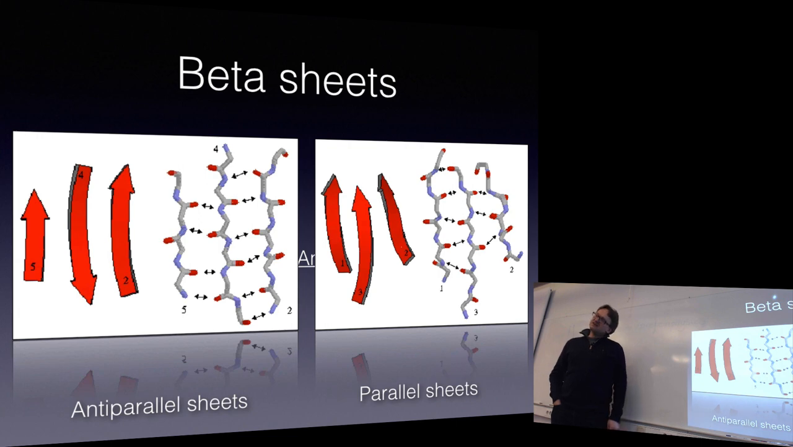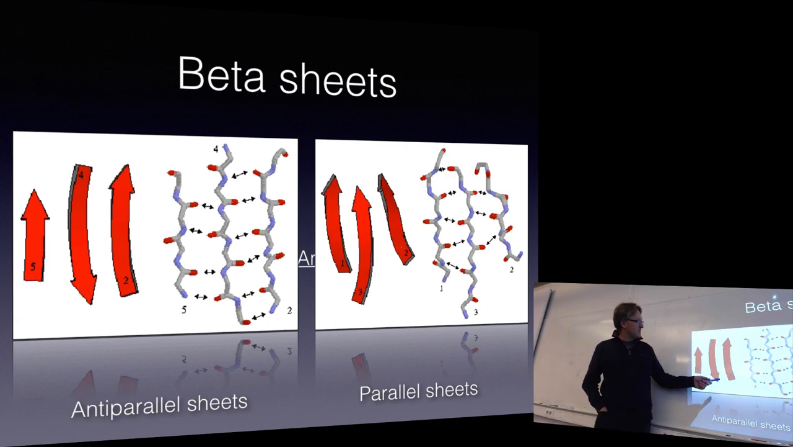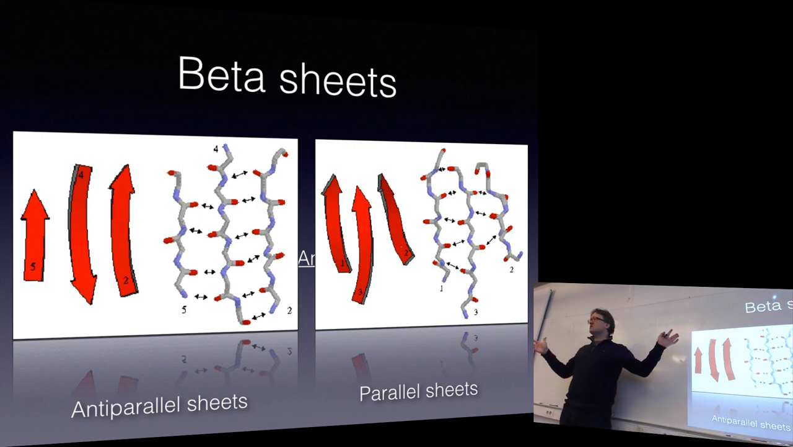Of course, how different these are depends on the scale you're interested in, right? Now we're looking at individual amino acids and the individual sheet, and then this matters. If you're looking at the gigantic ribosome, there is some beta sheet there, but I don't really care whether it's parallel or anti-parallel. So it all depends on the scale at which you're interested in looking.